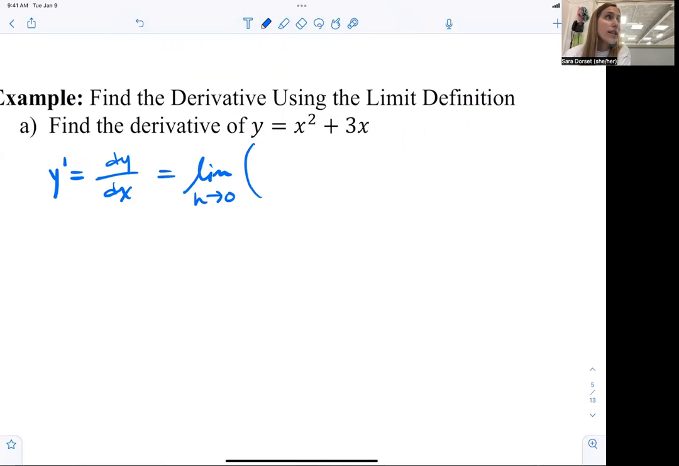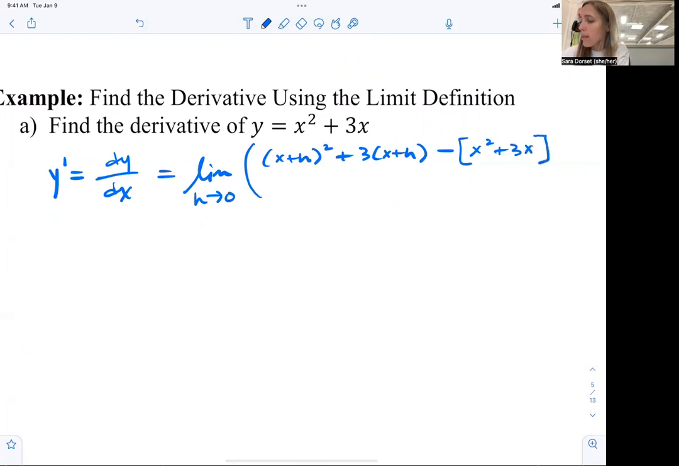And our difference quotient in this case, we're first thinking about replacing the x's with x plus h. And then subtracting the function. So I'm going to use some sort of grouping symbol. So I'm going to use brackets since I've already used some parentheses there. But to subtract the original function. And then that's all over h.